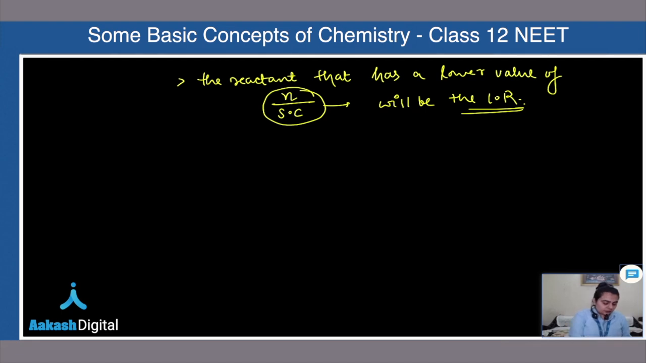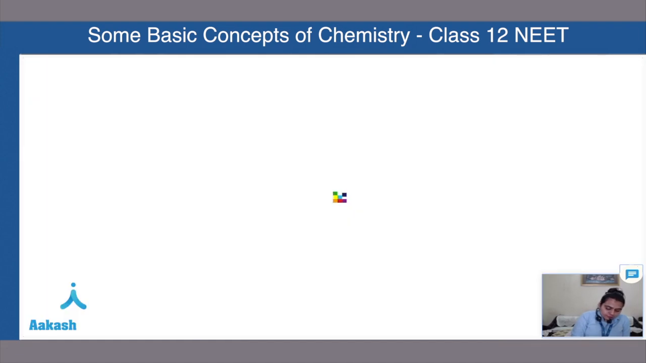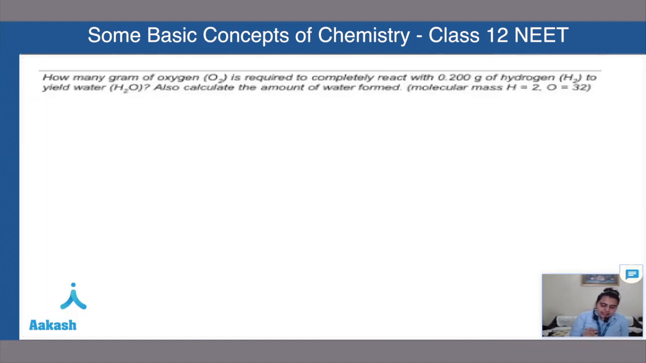Now just see this question. This question says a 4-gram mixture of CaCO3 and SiO2 sand is treated with an excess of HCl. Fine. CaCO3 is given to you and SiO2 is given to you. Can you tell me, does sand react with HCl?